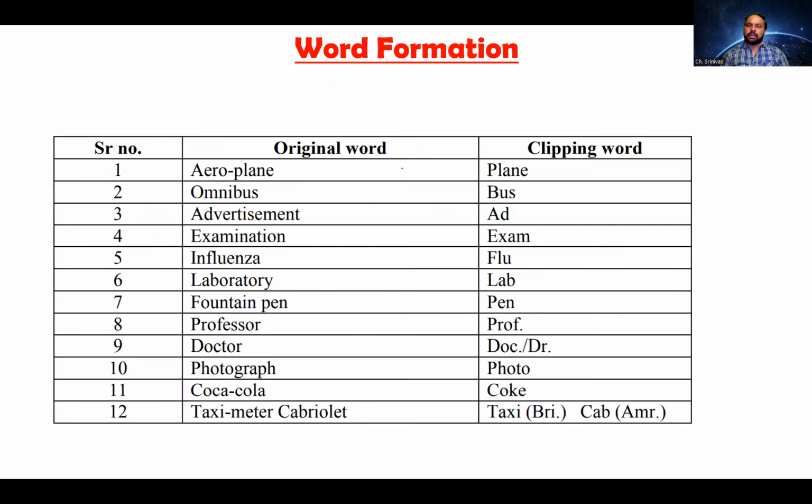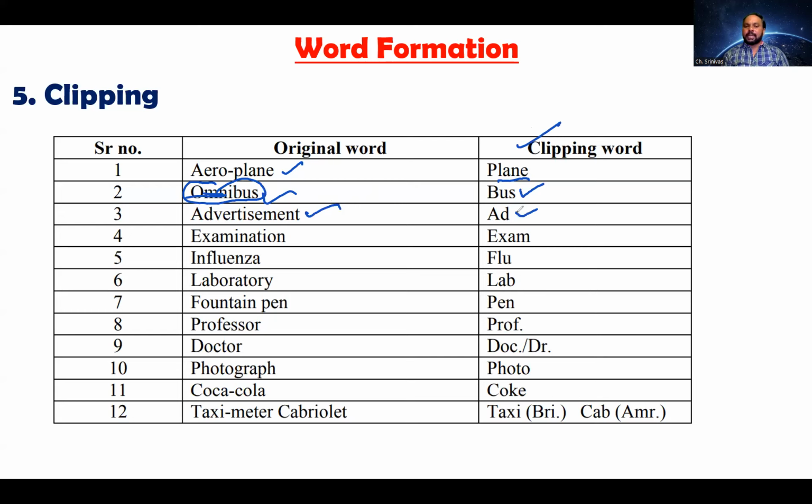Look at some examples for clipping. Aeroplane is changed into just plane. Omnibus is the original word, but here we omitted omni. We are using only bus. This is the clipping word.